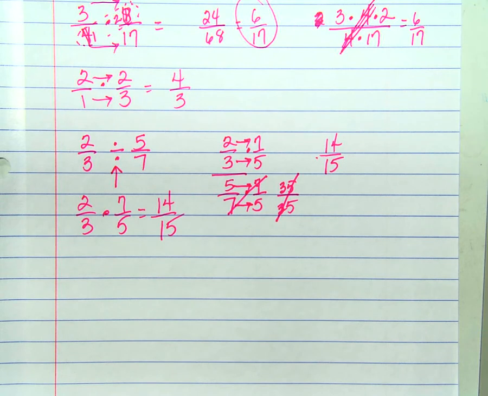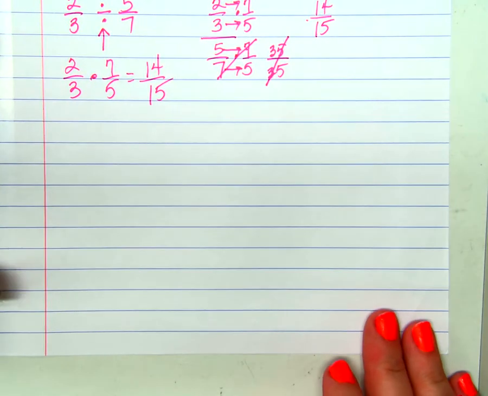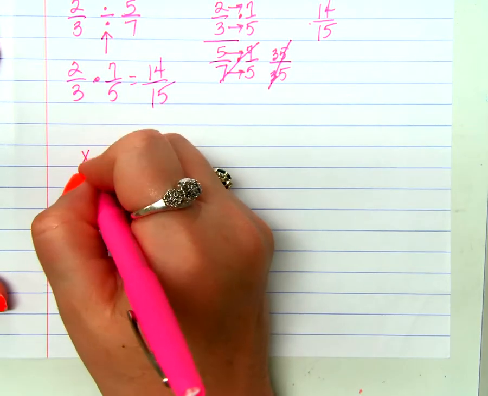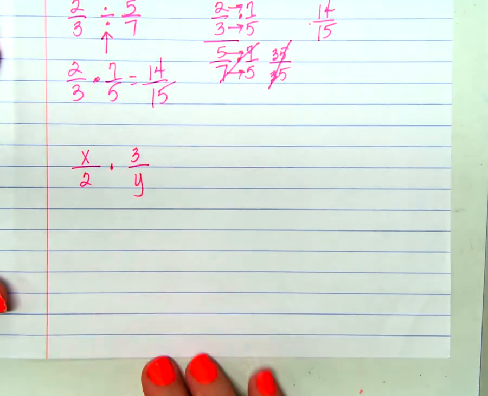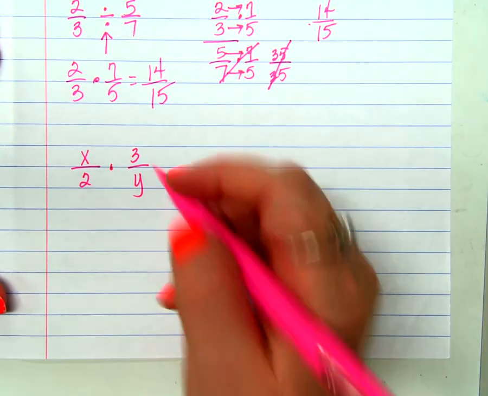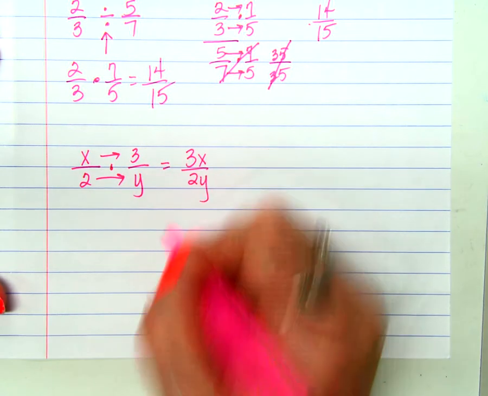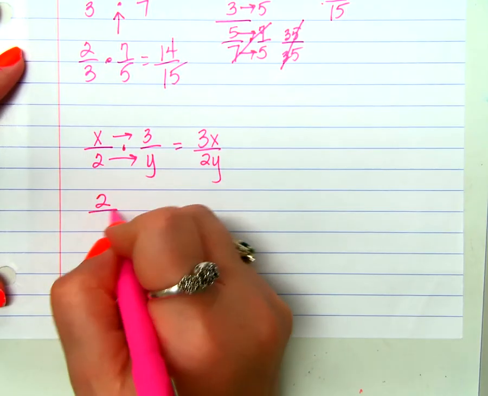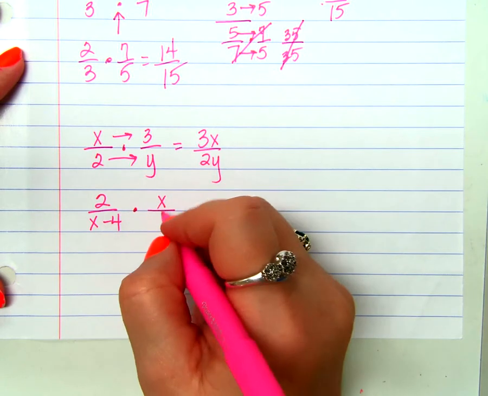Okay? So how do you think this changes when we add in variables? People want to throw up more, right? But otherwise, nothing. Okay? So if I have x over 2 times 3 over y, let's say, what do we do? Multiply straight across, multiply straight across. Guess what I get? Okay? What if I have something like this? 2 over x minus 4 times x over x plus 1.